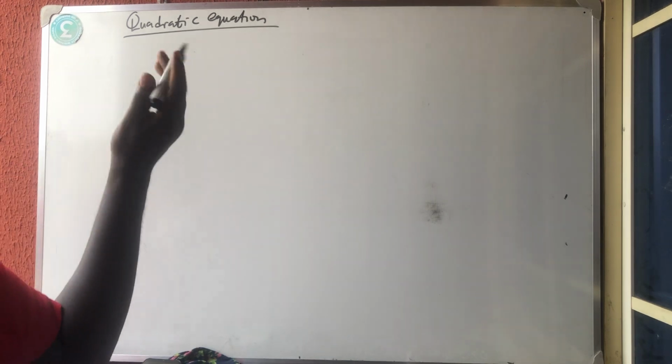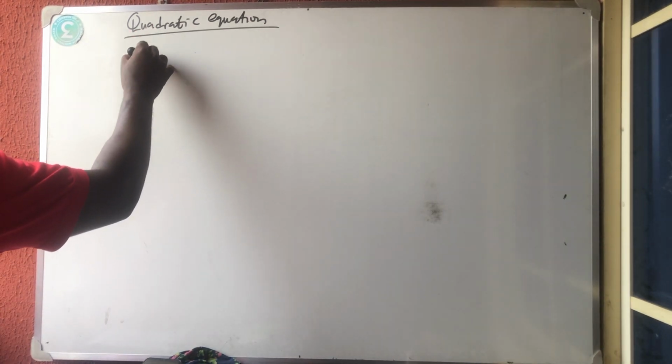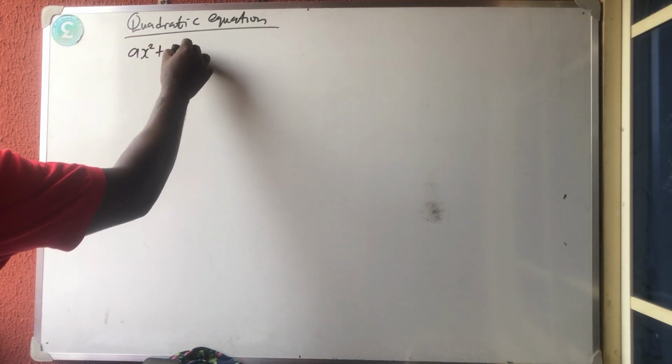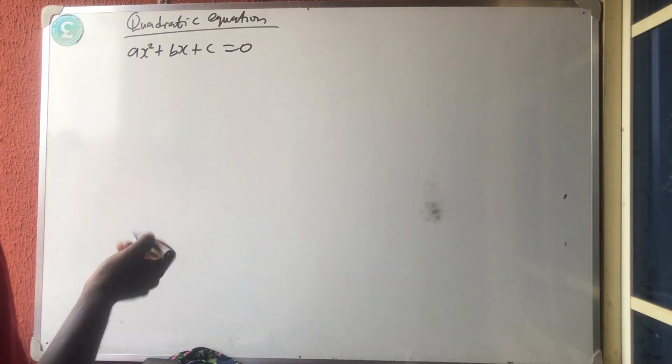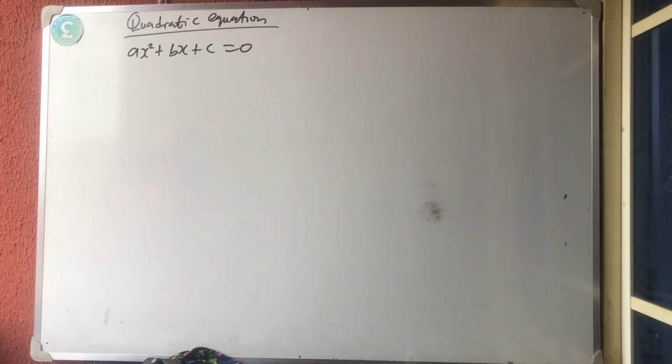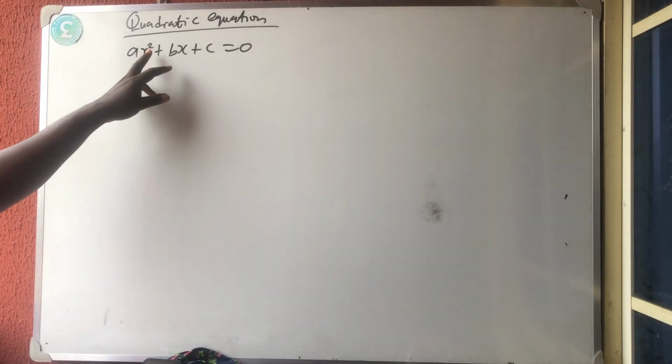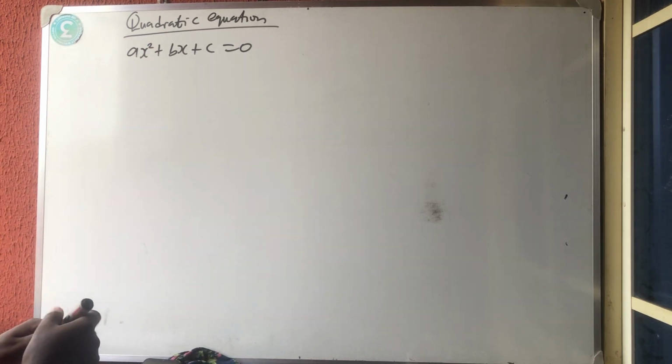So alright, let's talk about quadratic equations. Now the general quadratic form is ax squared plus bx plus c equals 0. Why do we know that this is a quadratic equation? It's because the highest power of x is 2.